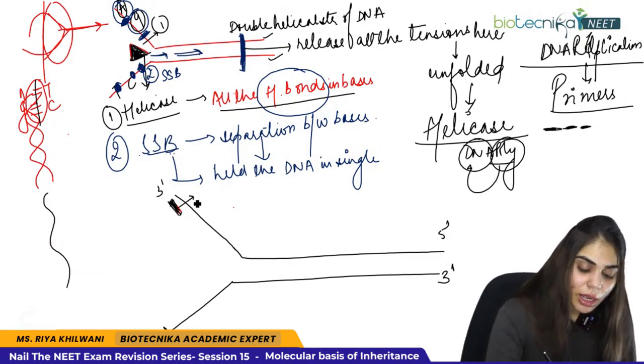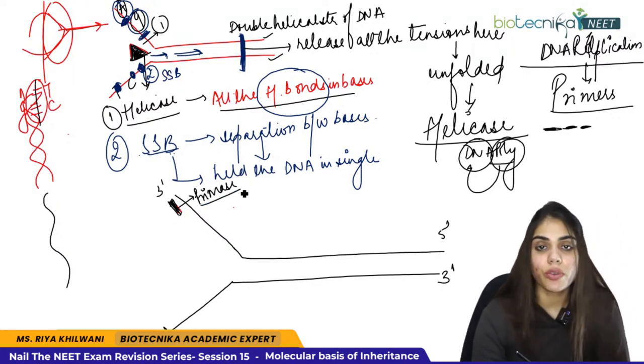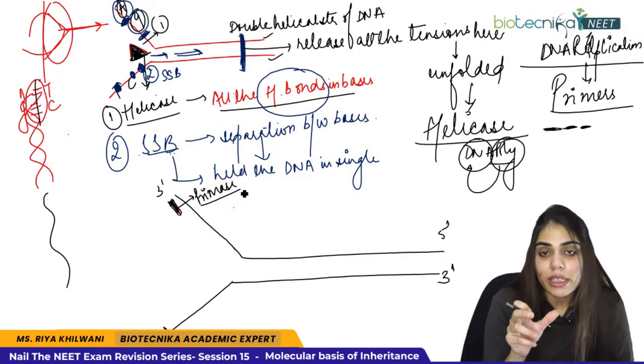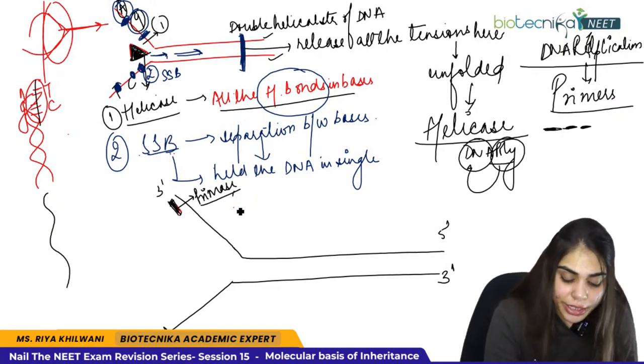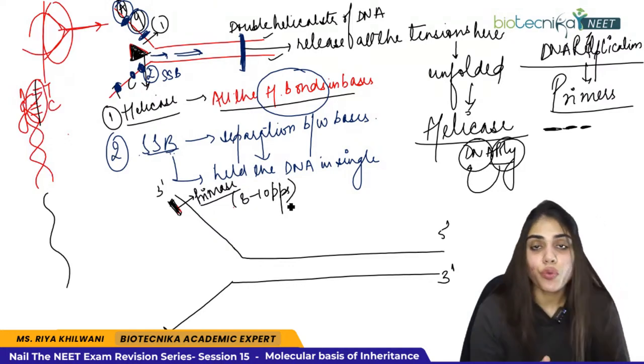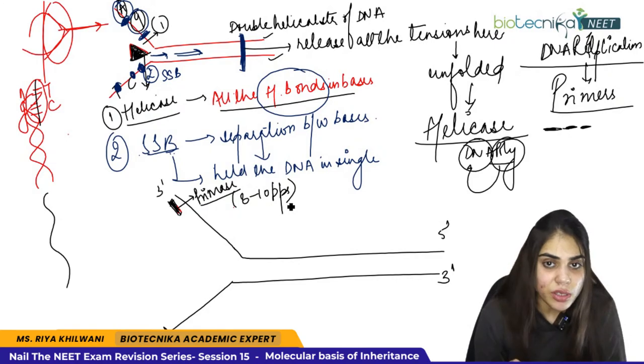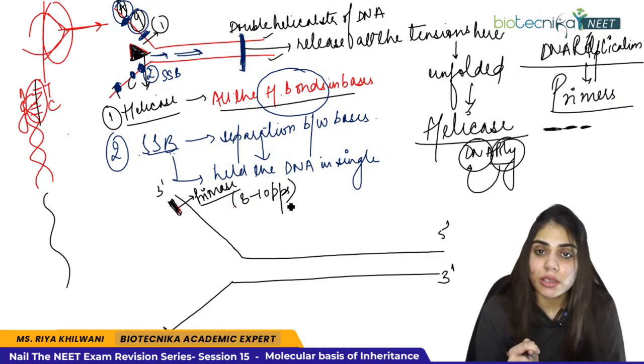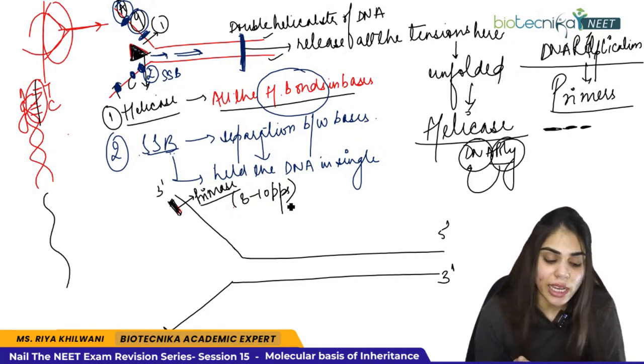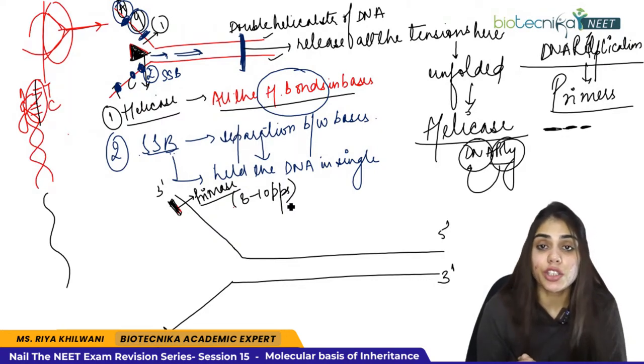Primase will come here and synthesize this short stretch of RNA primer. How many bases does the RNA primer have? It is of 8 to 10 base pairs. Once DNA polymerase gets the help of the RNA primers or DNA primers synthesized with the help of the primase enzyme, it will start the replication process.